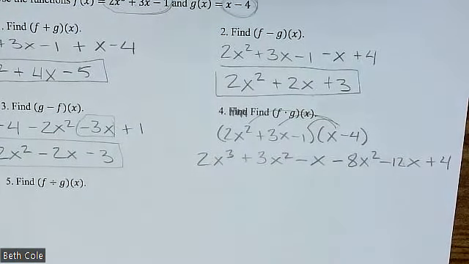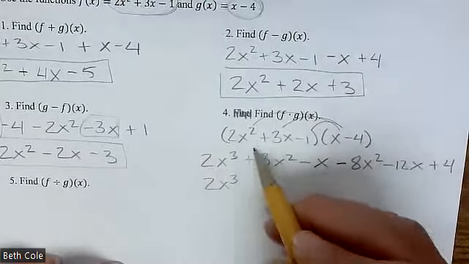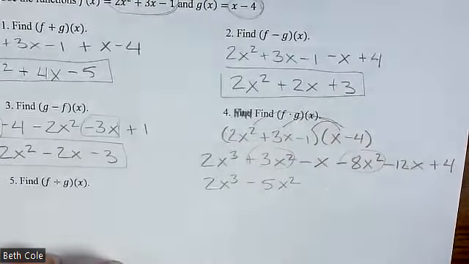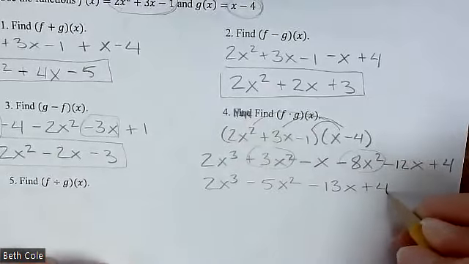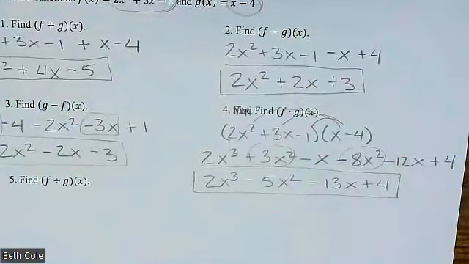Copy errors are awful because it means that you know how to do all the math. You copied something wrong. And they can happen to anyone, as I just showed you. All right. So then we're going to put the like terms together. So 2x cubed, and then what would this be? Minus 5x squared minus 13x plus 4. Okay, cool. I trust you guys to speak up if I make a mistake.